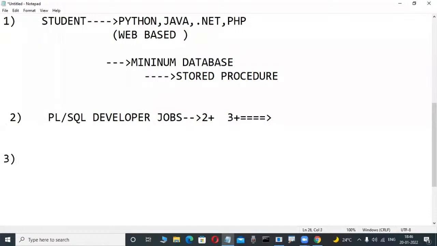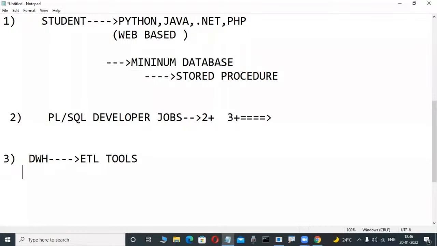Another type of person: nowadays, so many persons don't have very good coding knowledge, and maybe they are not technical persons. They want to move into software. In that case, one type of job is data warehousing technologies. In that area, ETL programmers and reporting programmers are there. ETL means extraction, transformation and loading tools.